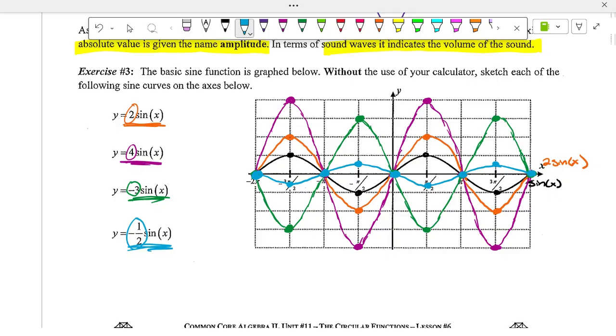And again, if that part confuses you, Desmos can help you with that. If you put it in steps of pi and things like that, that'll help you a lot. And I was bad at labeling my graphs, but this is 4 sine of x. This is negative 3 sine of x. And this last one is negative 1/2 sine of x.